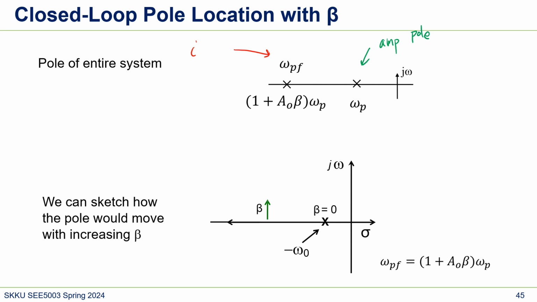This is the closed loop pole, and it increases by this amount in the feedback system. So if beta increases, the pole will go farther away, and the pole is increased by this amount, as I said.